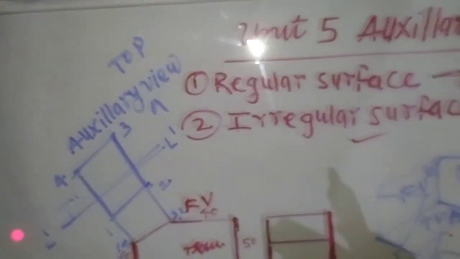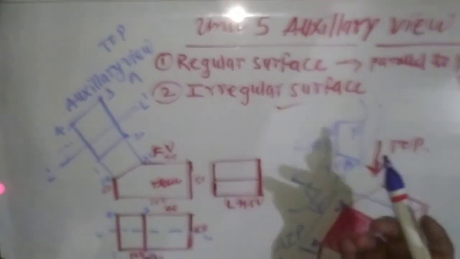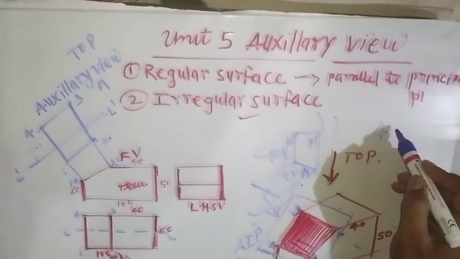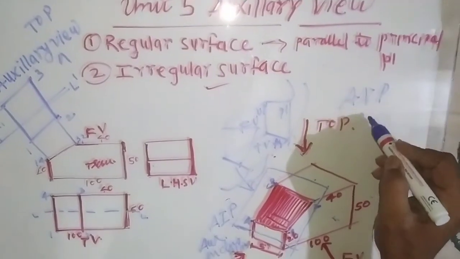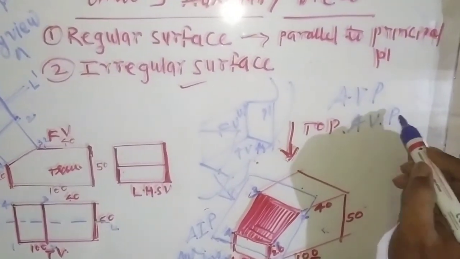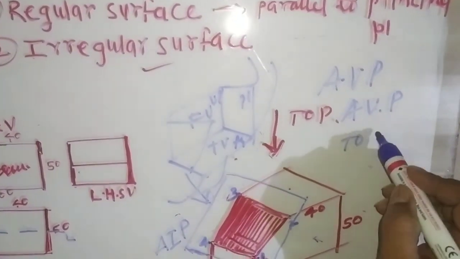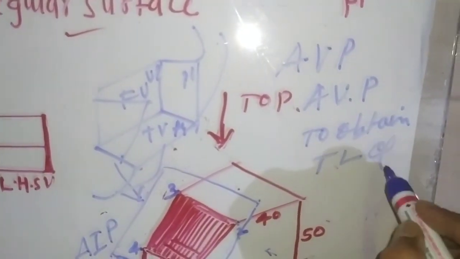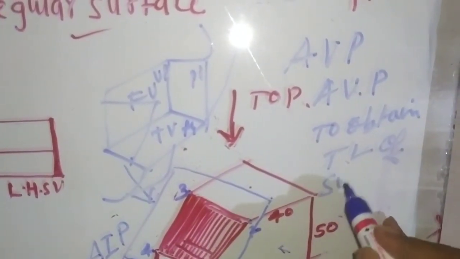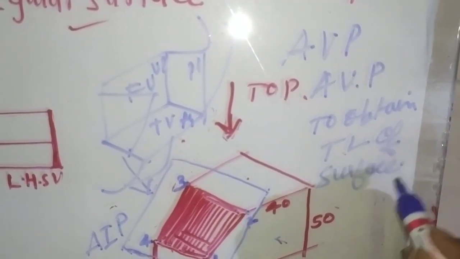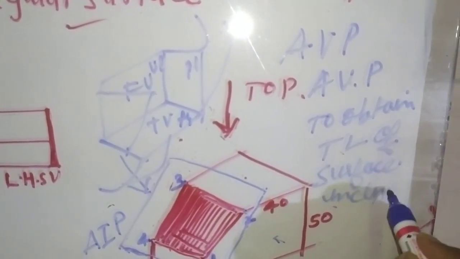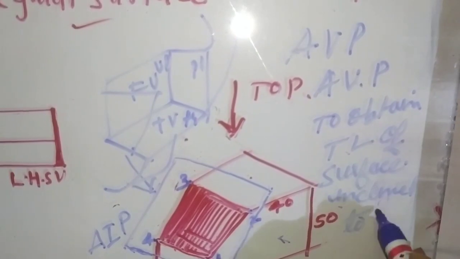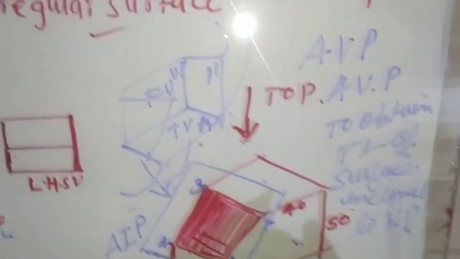This is the methodology. Similarly, we will study in the next lecture the AVP, auxiliary vertical plane, to obtain the true length of a surface inclined to VP. Okay, thank you.